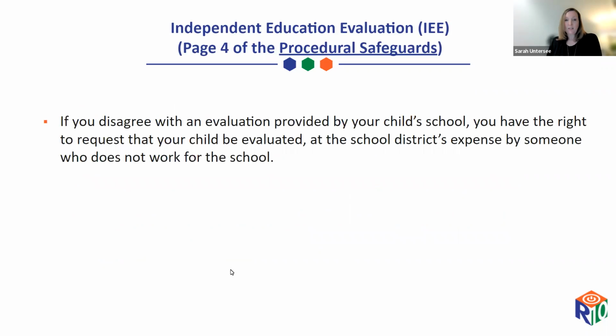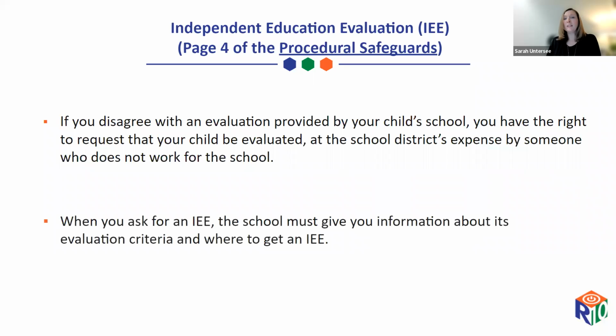Independent education evaluation. If you disagree with an evaluation provided by your child's school, you have the right to request that your child be evaluated at the school district's expense by someone who does not work for the school. This is called an independent education evaluation, or an IEE. When you ask for an IEE, the school must give you information about its evaluation criteria and also where to get an IEE.